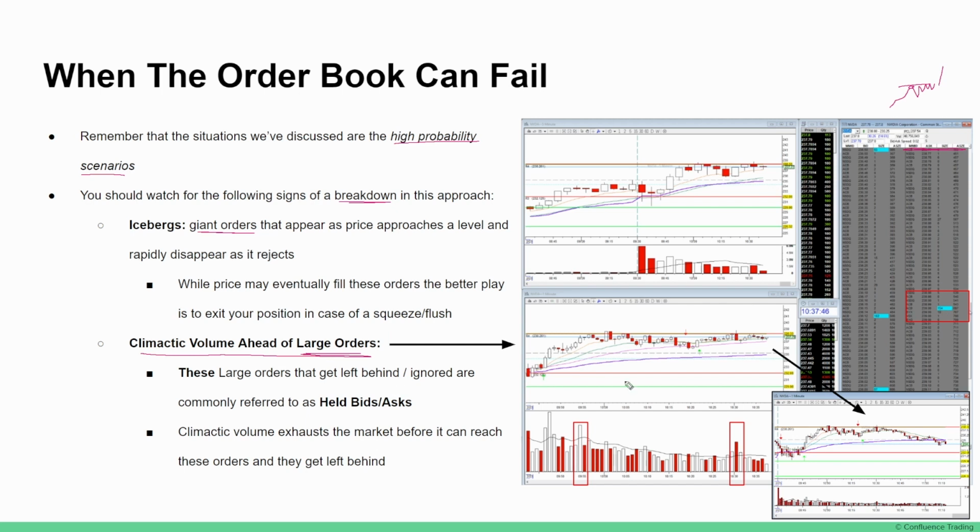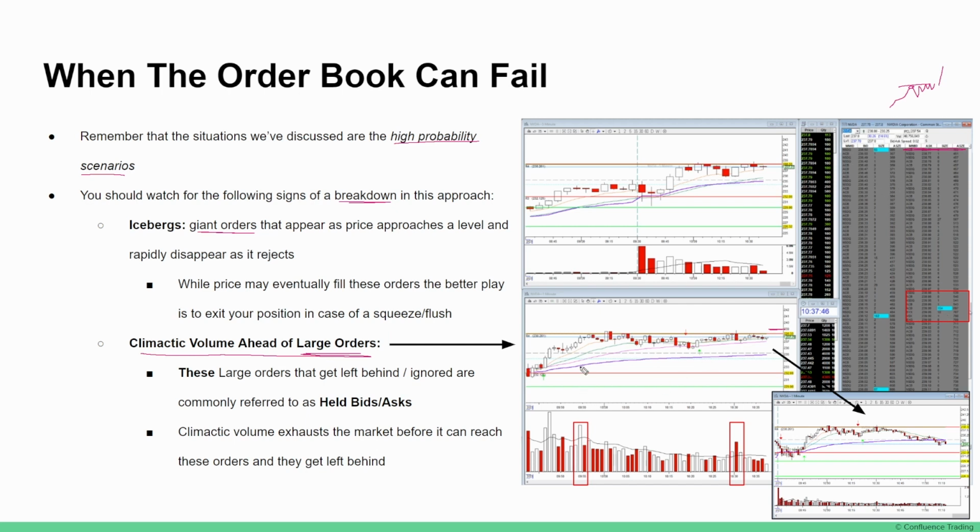And so what that is going to look like is this example over here on NVIDIA. So you move up to this 238 price level, and you can see that on the order book at 239, which is right here, you have a 15,000 share order, which for NVIDIA is quite large.